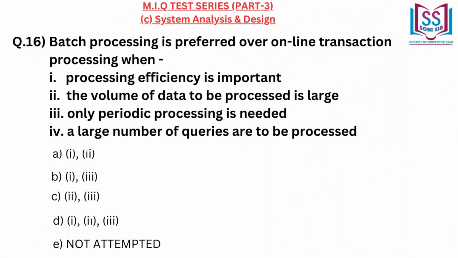Batch processing is preferred over online transaction processing when 1. Processing efficiency is important. 2. The volume of data to be processed is large. 3. Only periodic processing is needed. 4. A large number of queries are to be processed. A. 1 and 2. B. 1 and 3. C. 2 and 3. D. 1, 2 and 3.